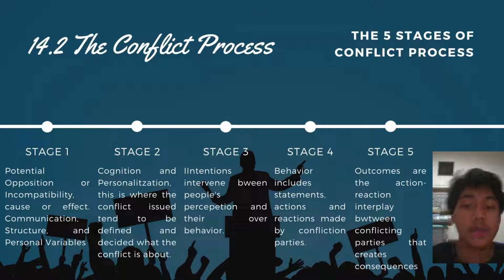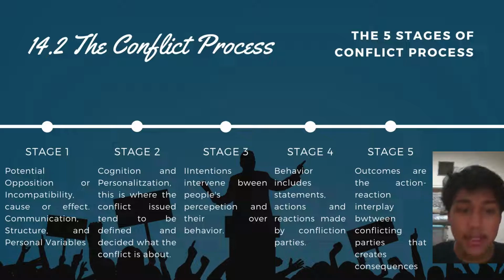14.2, the conflict process. The five stages of the conflict process are: stage one, potential opposition or incompatibility. These are the causes or sources, which are the communication, structure, and personal variables. Stage two is cognition and personalization. This is where the conflict issues tend to be defined and it is decided what the conflict is about.